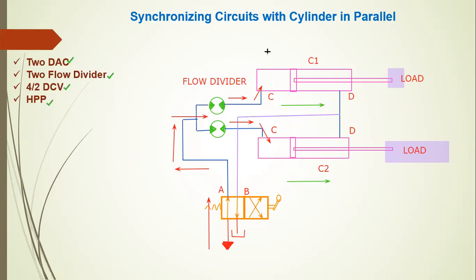If you consider the first position of the cylinder arrangement is here and the second position is here, the distance moved from this position to this position is the same movement and the same distance in the double acting cylinders. This is not dependent on the load condition at the end of the cylinders. This is the main function of a synchronizing circuit. This circuit is a synchronizing circuit with cylinders in parallel connection.